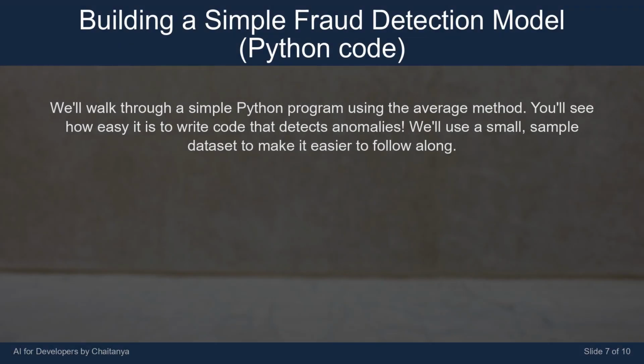We'll walk through a simple Python program using the average method. You'll see how easy it is to write code that detects anomalies. We'll use a small, sample dataset to make it easier to follow along.